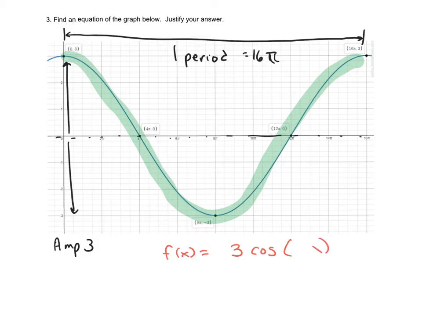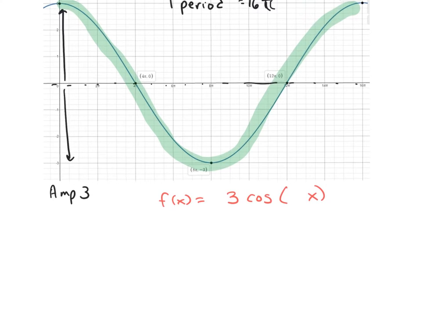And then I just got to figure out the number to put in front of x to make the period 16 pi. So remember, the period for a cosine or a sine graph is 2 pi over b, and b is really the number I need here.